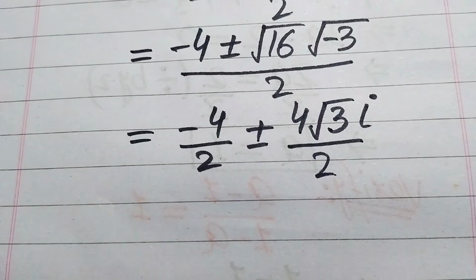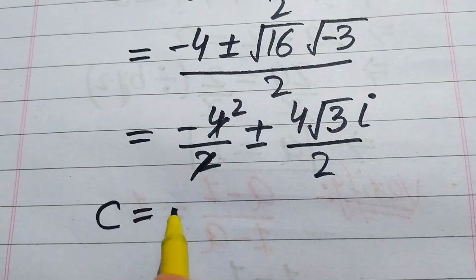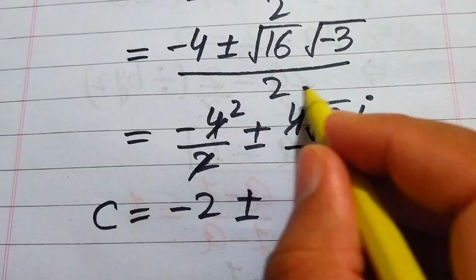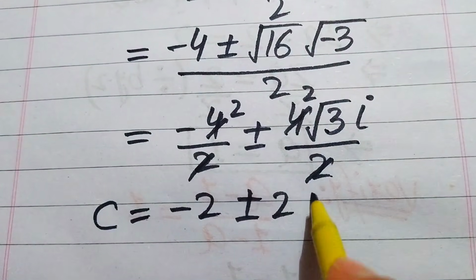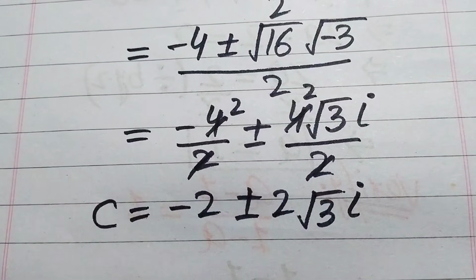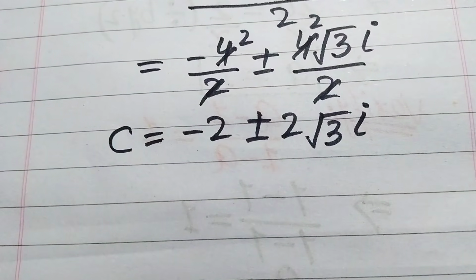And now further we have c is equal to, 4 divided by 2 becomes 2, we get minus 2 plus minus, this is also 4 divided by 2 becomes 2, and we get 2 times square root of 3 into iota. So these are the two complex roots of the given equation.